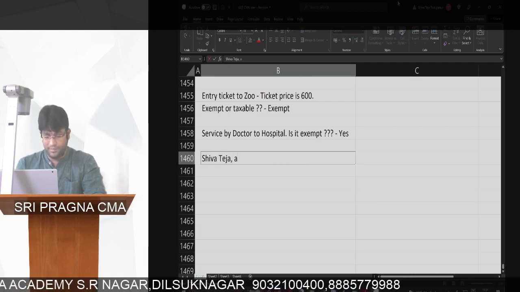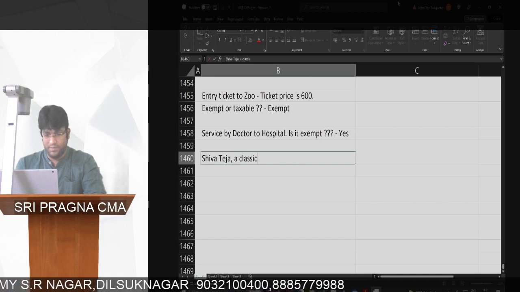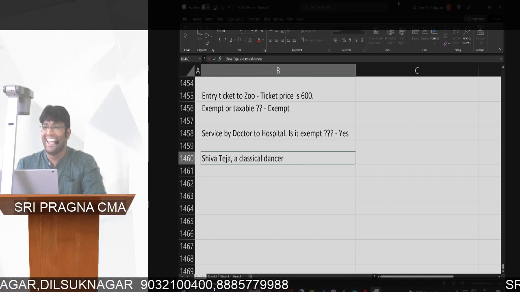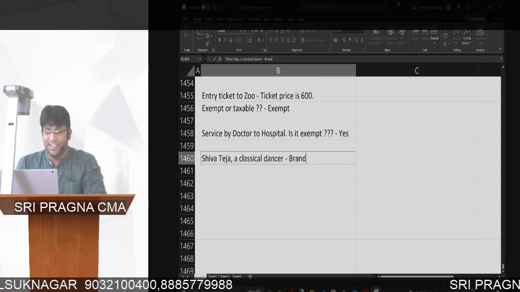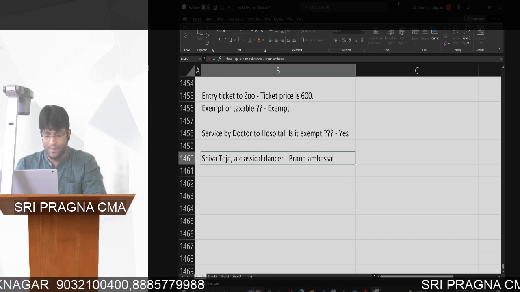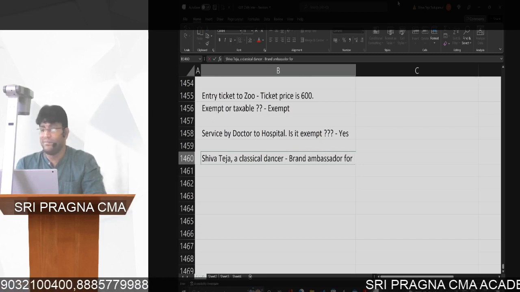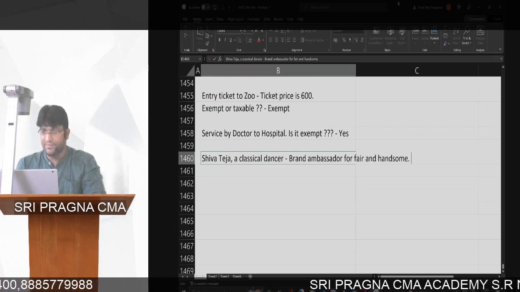Shivateja, a classical dancer. Example, Shivateja is a classical dancer. He is acting as a brand ambassador for a brand, say Fair and Handsome.